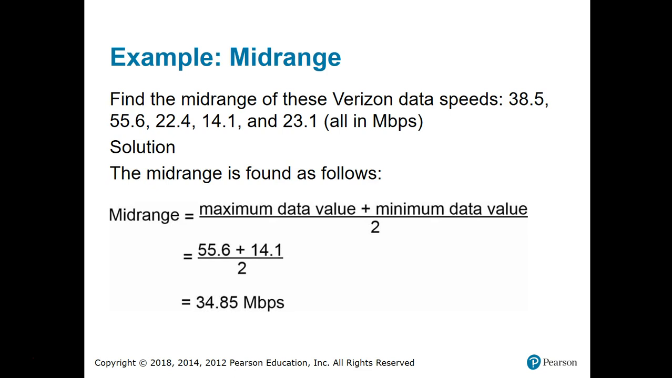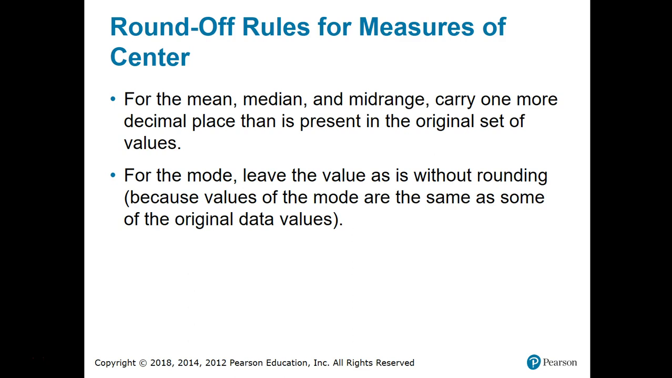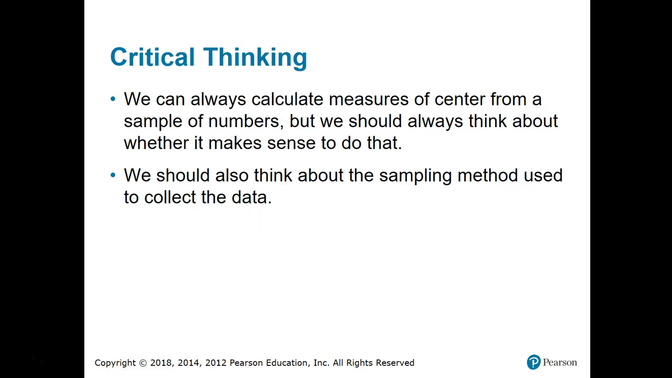All right, go back to our Verizon data. We got 38, we got 55.6, and so on. Mid-range is maximum plus minimum divided by 2. 55.6 plus 14.1 divided by 2. And that'll give you the mid-range of 34.85. Alright, so we got some round off rules here. Carry 1 more decimal than the present value has. Alright, mode, leave without rounding.